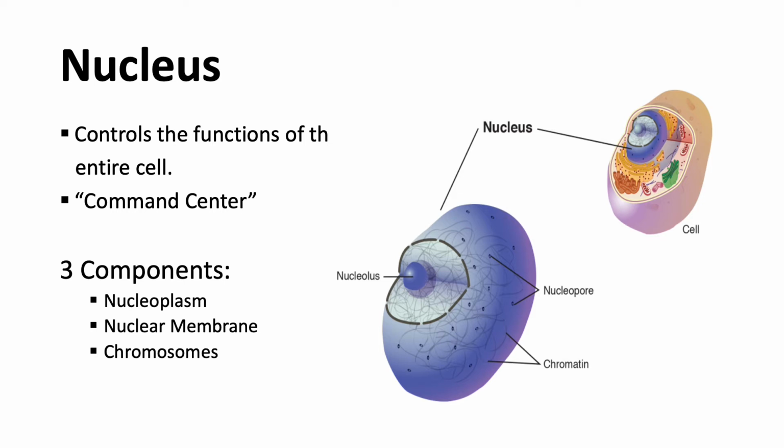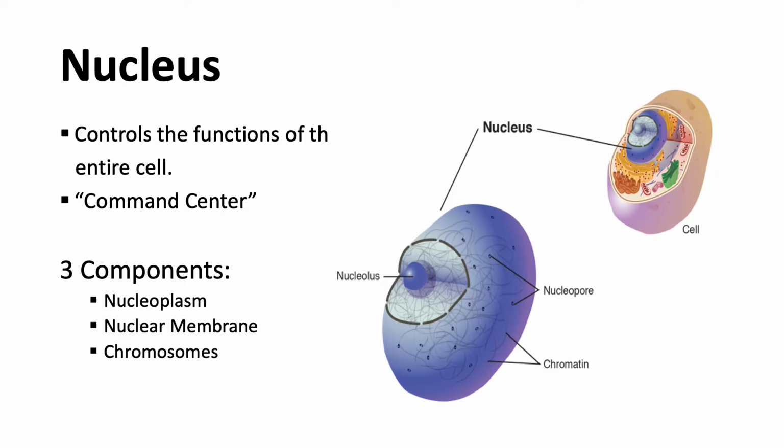The nucleus. This is the primary difference between prokaryotic and eukaryotic cells. Eukaryotic cells possess a true nucleus, whereas prokaryotic cells do not. The nucleus controls the function of the entire cell and can be thought of as the command center of the cell. It has three components: the nucleoplasm, the nuclear membrane, and the chromosomes.